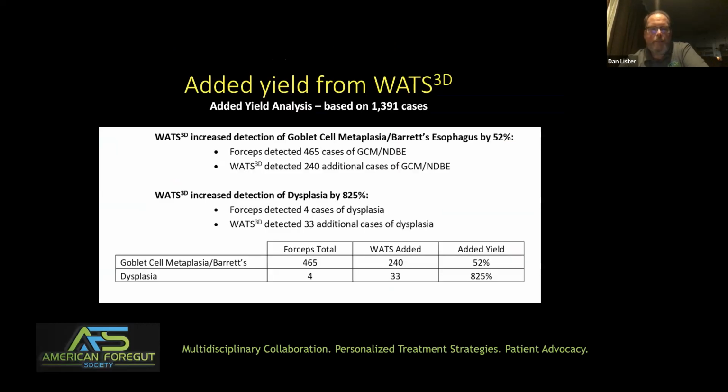Just looking at my personal data, we looked at almost 3,900 EGDs over a 3-year period. 1,391 of those patients had Watts biopsies. And you can see here that the Watts increased my Barrett's detection rate by 52%. But what was much more striking is it increased my dysplasia detection rate by 825% in my subset of patients.